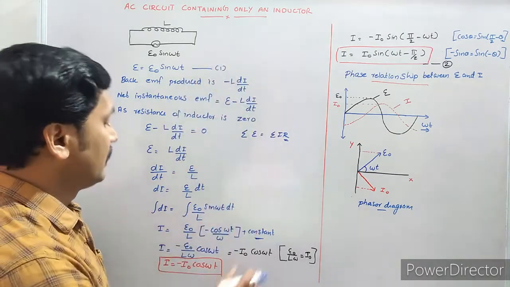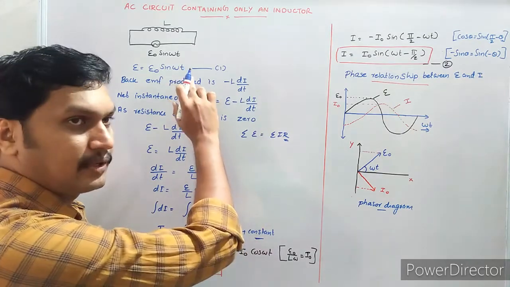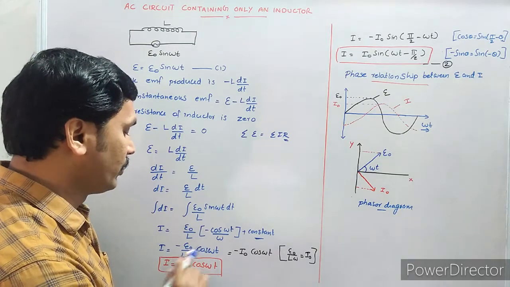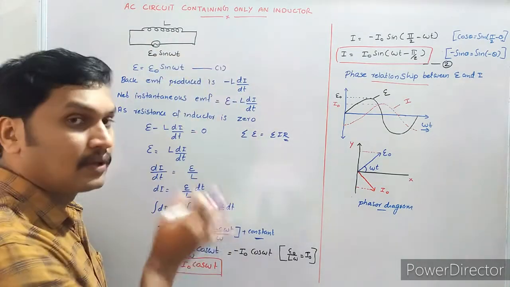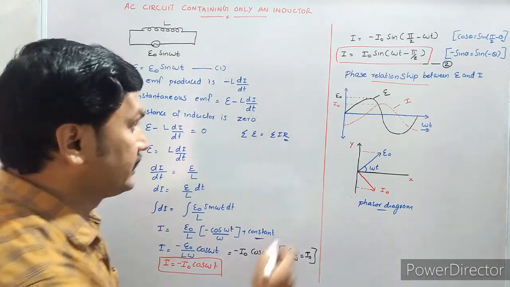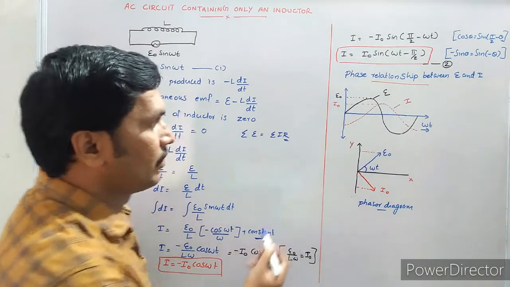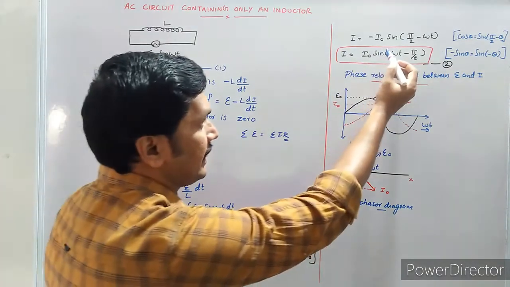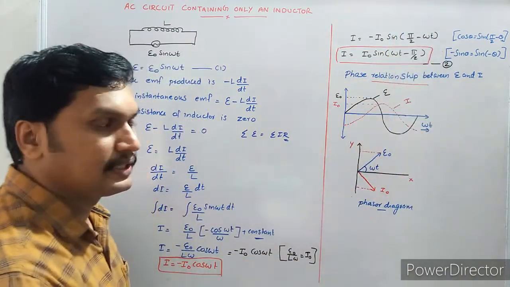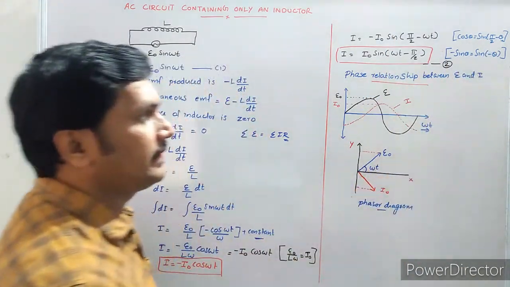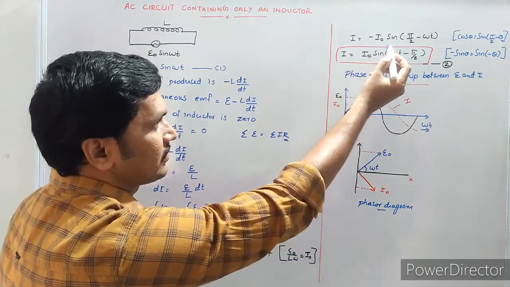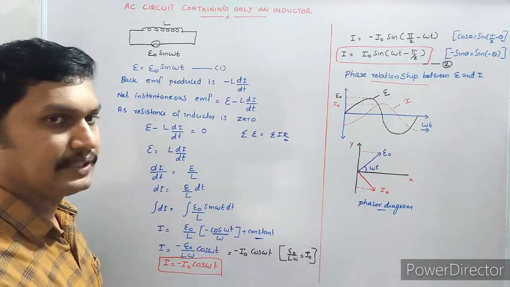Now we can write this current as a sine function because the voltage is a sine function. If you convert this cos function into a sine function, we can study the phase relation between them. For that, we write I equal to minus I0 into, instead of cos, sine 90 minus omega t, that is sine pi by 2 minus omega t. The reason is cos theta is equal to sine pi by 2 minus theta. So we write I equal to minus I0 sine pi by 2 minus omega t.